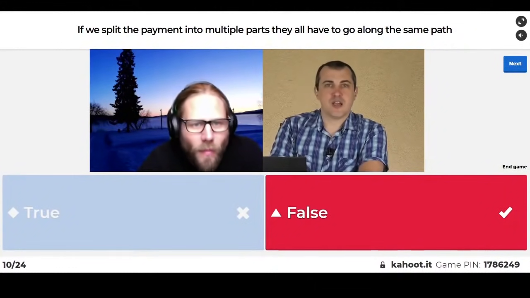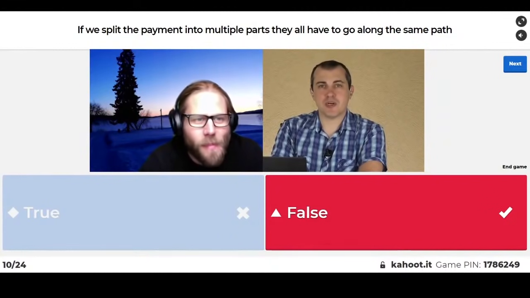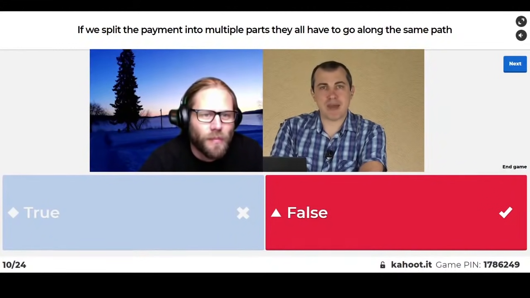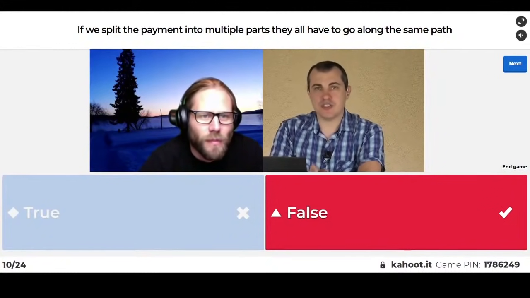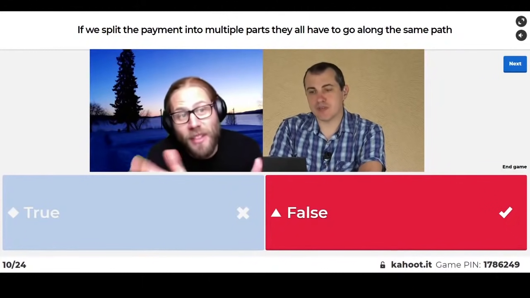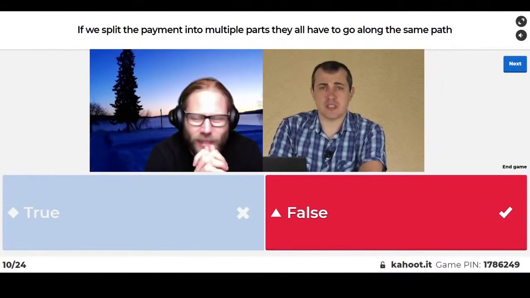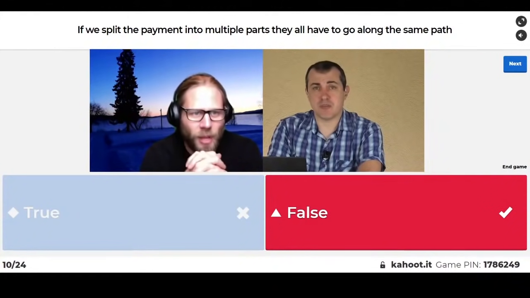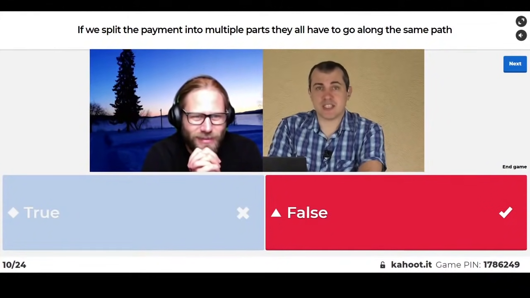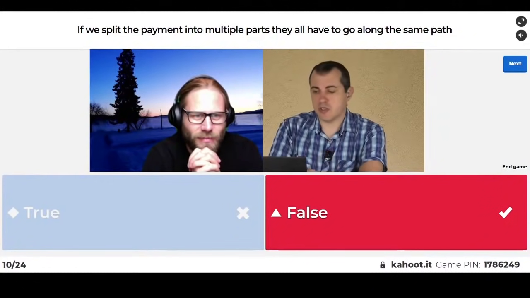False. Payments that are split into multiple parts do not go along the same path. They do not have to. I mean, they can. But for the most part, you don't want them going along the same path. If it's the exact same path, what's the point? In fact, what you're doing is you're increasing all of the overheads.